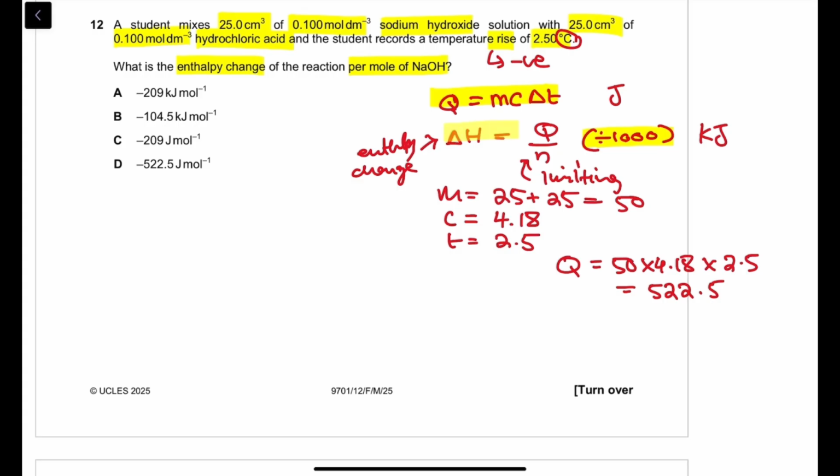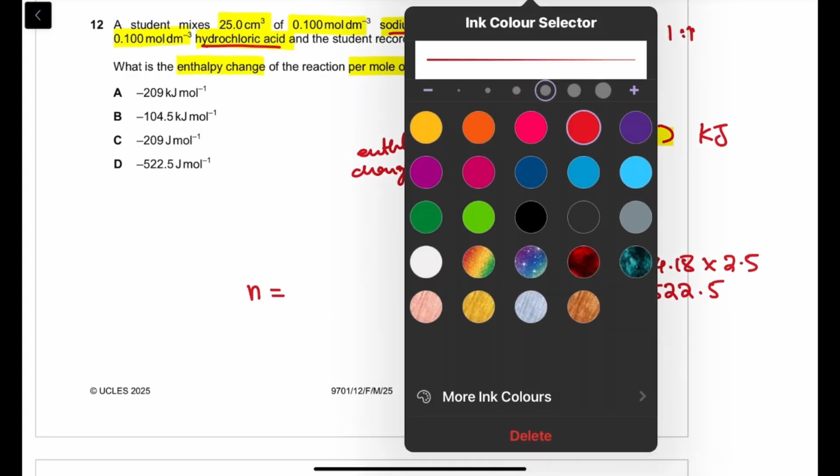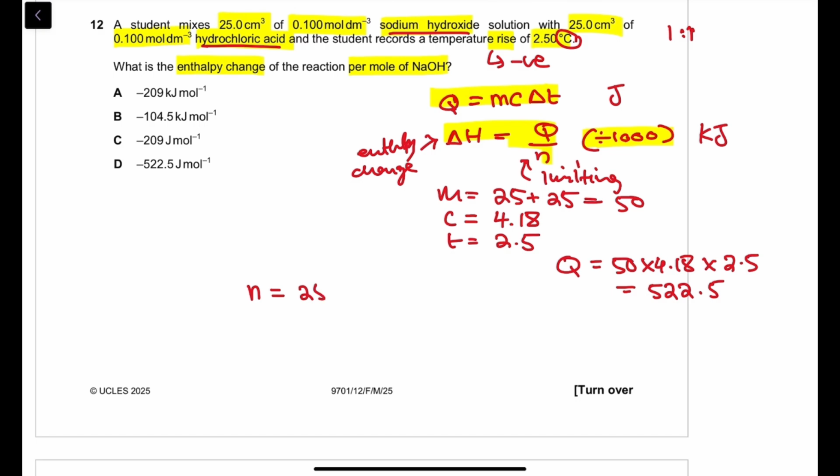Now for the second equation, we need our number of moles, which is N. That is the number of moles of the limiting reagent. Now sodium hydroxide and hydrochloric acid react in a 1-to-1 molar ratio, and they're both present in the same amounts, so we can use either or. So 25 centimeters cubed, the number of moles is equal to the concentration times the volume. So 25 times 0.1, but because the 25 centimeters cubed are in centimeters cubed and not decimeters cubed, we're going to have to divide that by 1,000, and we will end up with 2.5 times 10 to the negative 3.